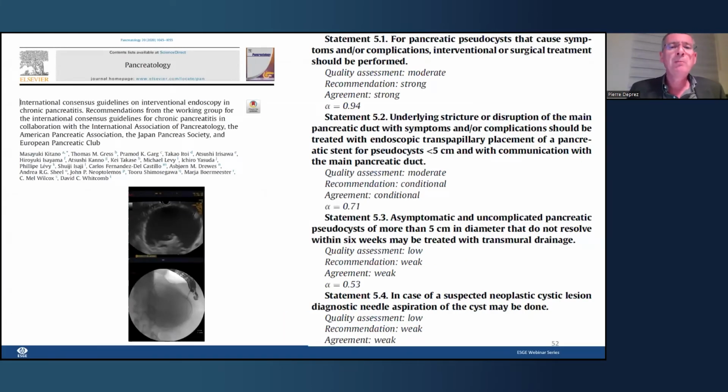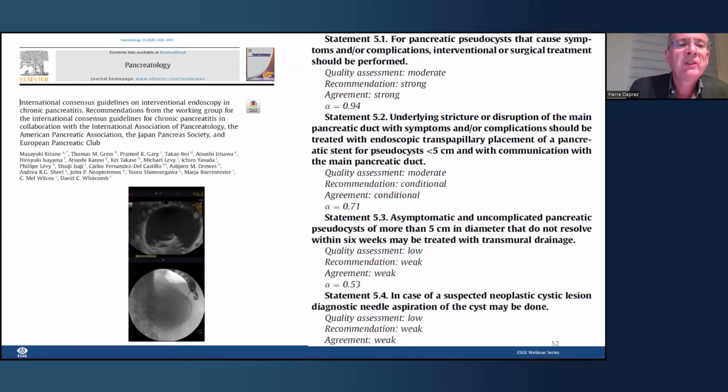So I went through the three main guidelines published on treatment of pseudocysts, mainly in the context of chronic pancreatitis, of course, because most collections after acute pancreatitis may either resolve alone or be associated with walled-off necrosis, and that's another topic. You see here the international consensus published by the European Pancreatic Club, American Pancreatic Club and Asian Pancreatic Club, and there are only 4 statements about pseudocysts. Pseudocysts causing symptoms should be treated, but they advise either EUS or surgical treatment.